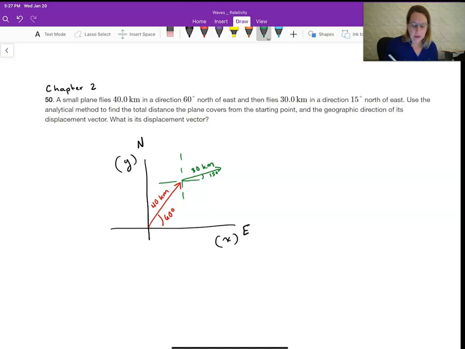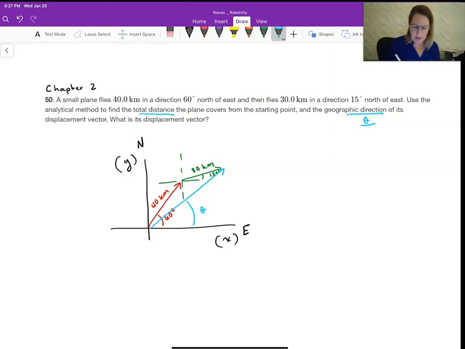Now, we can try to find this graphically where we're just estimating these. So if I want to find this, that's what it's asking. Find the total distance and the geographic direction. That is theta, right? The theta that we have here. And so the total distance is obviously going to be less than 70 kilometers because that, as the crow flies distance, is going to be less. But it's not significantly less.